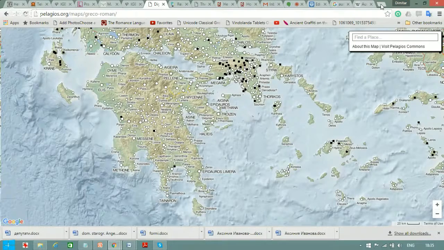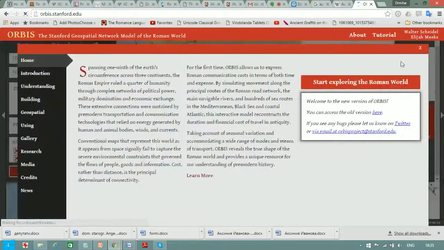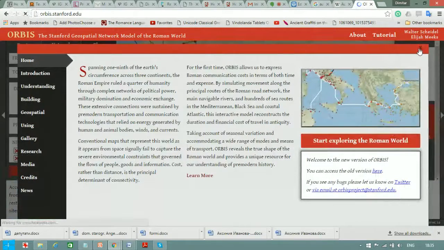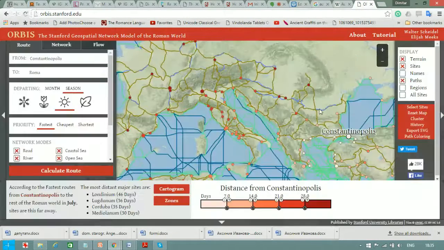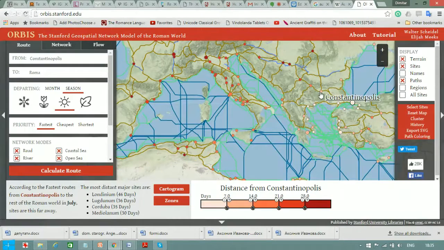You are also able to calculate the routes by land or by sea using the Orbis project. I don't know how many of you are acquainted with it, but this is the project of Stanford University, which used geospatial modeling, and you can calculate routes. For example, the problem with the Orbis site is that it does not contain all the points on the Roman road network.